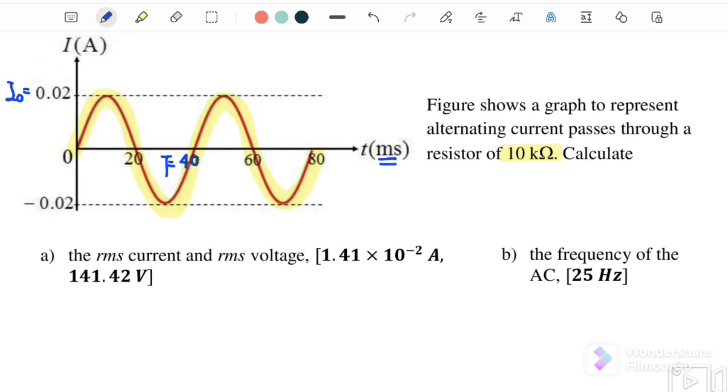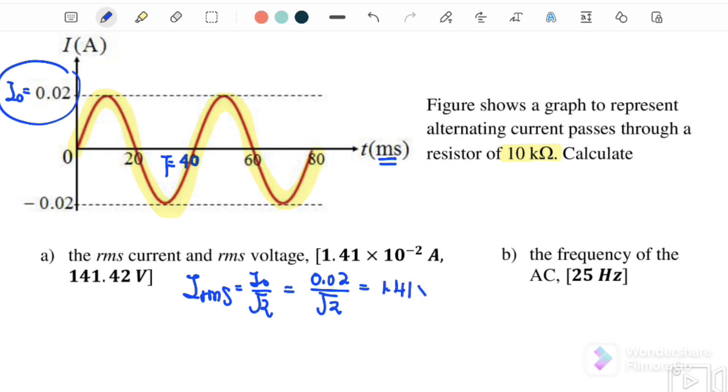We can find the first one, I RMS, since we have the maximum value I naught. So I RMS is equal to I naught over root 2, where I naught from the graph is 0.02, over root 2. Therefore our I RMS is equal to 1.41 times 10 to the power negative 2 ampere.